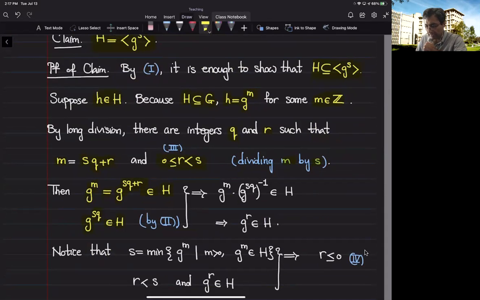So let's make it precise. Because these two elements, both of them are inside H, g to the m times the inverse of this is also inside H. But I can simplify this and write it as g raised to the power m minus sq. And m minus sq is nothing but r, because m is sq plus r. So from this computation, we get that g raised to the power r is inside H.